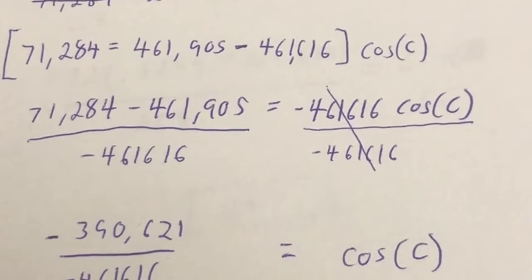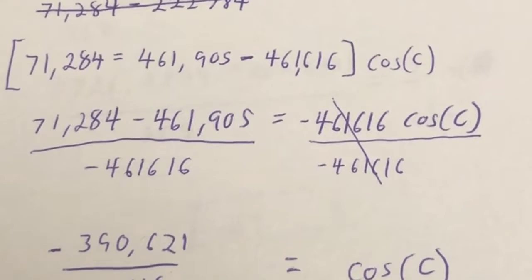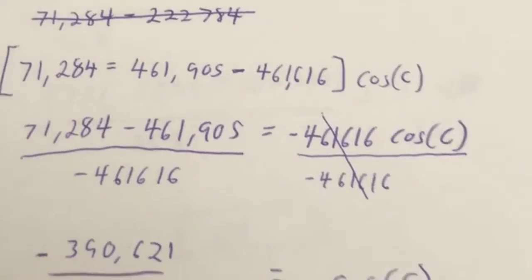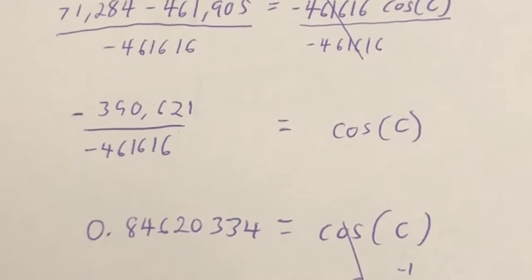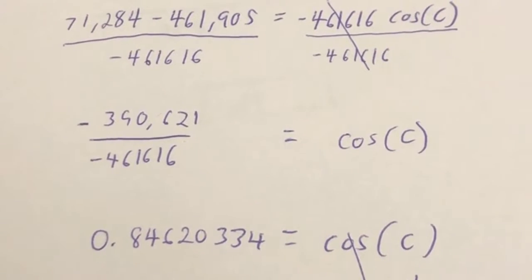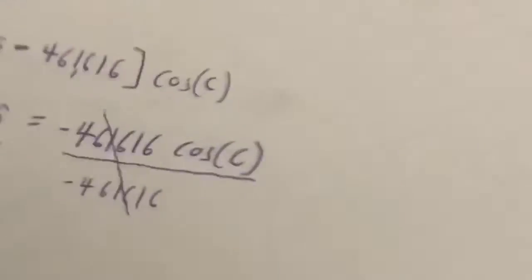cosine C equals negative 390,621 divided by 461,616, which then after that process we do the arc cosine, giving us arc cosine 0.84, which gave us the answer of 32 degrees as our first angle, which would be plugged in here at the bottom at this angle.